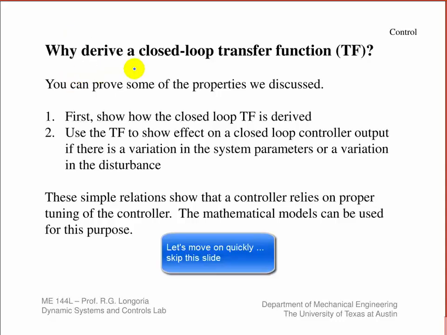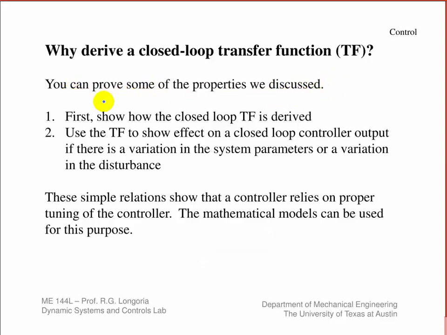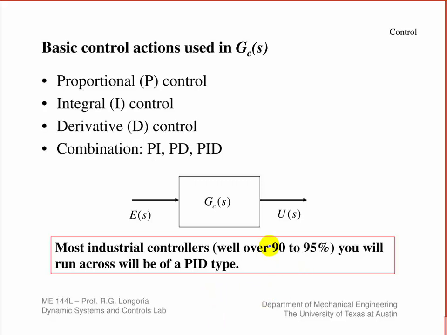So why derive a closed loop transfer function? Well, I kind of discussed that just now, but now you can prove some of the properties and you have a basis for making decisions. Let's move on now and introduce the basic control actions that you put in that G sub C transfer function.